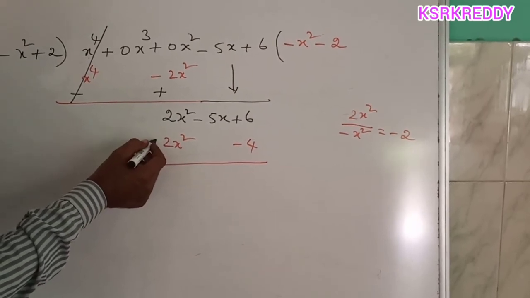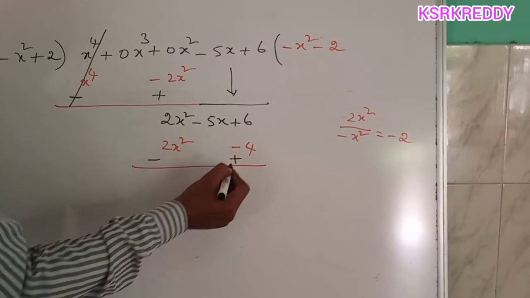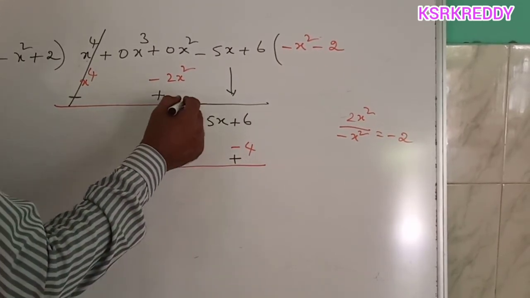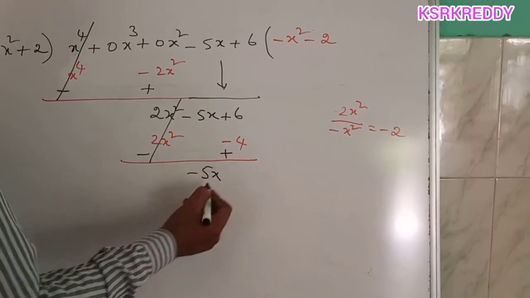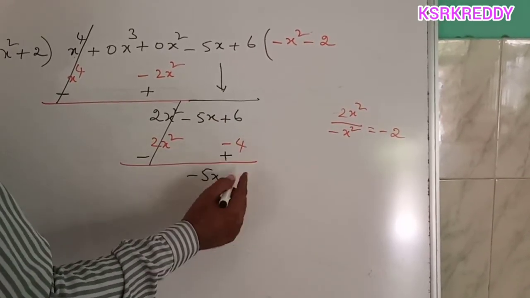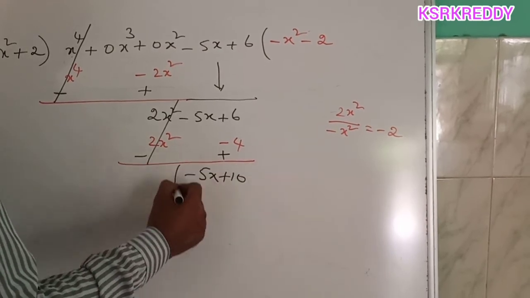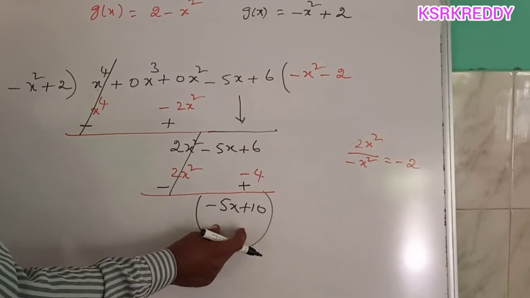Subtraction means the second polynomial's symbols are changed: positive value becomes negative, negative value becomes positive. Plus 2x square minus 2x square cancel. Next, the remaining values are 5x minus 5x, and 6 plus 4 is 10. It is the remainder.